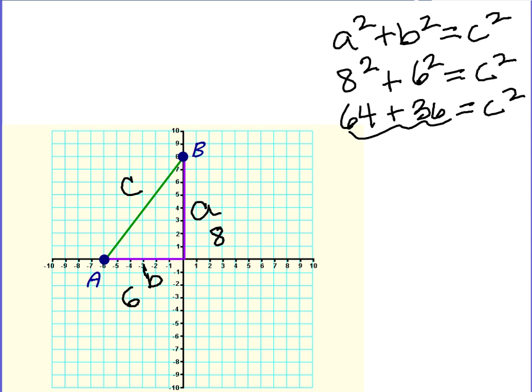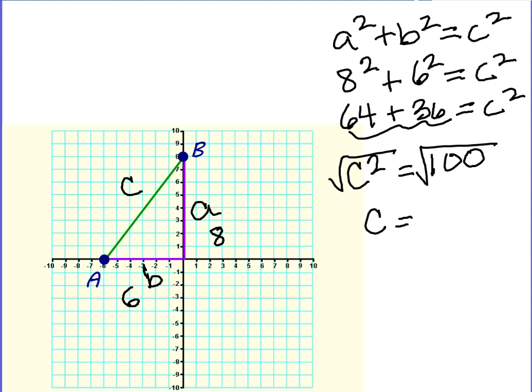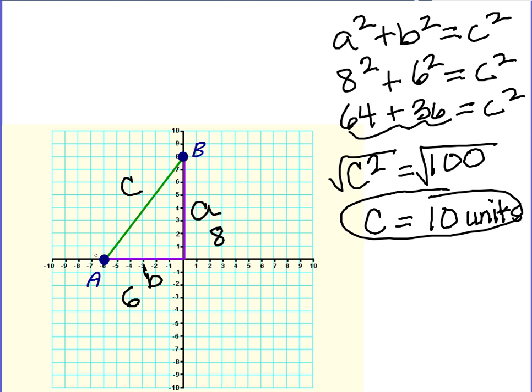Combining like terms, 64 plus 36 is equal to 100. That means C has to equal the square root of 100, which is 10. And of course, I can't forget to put the word units on the end. Our hypotenuse, or the distance from A to B, is 10 units.